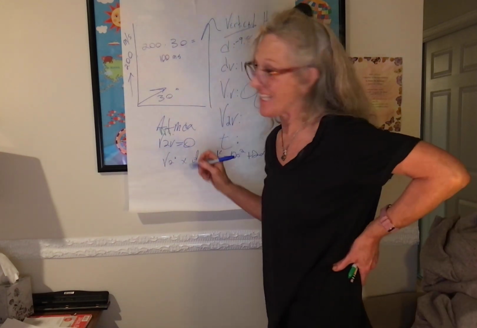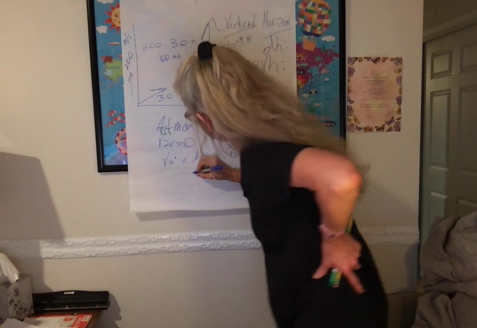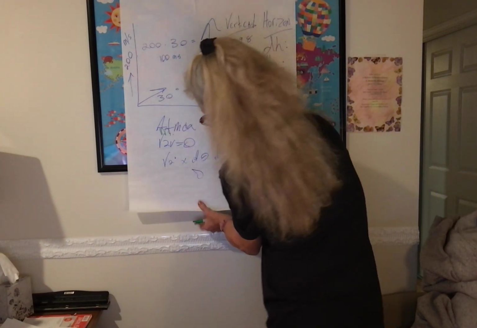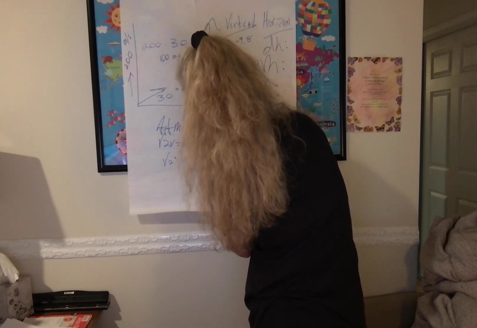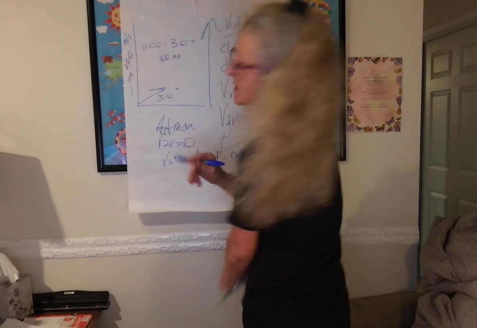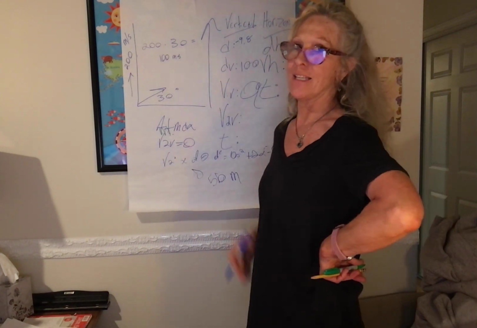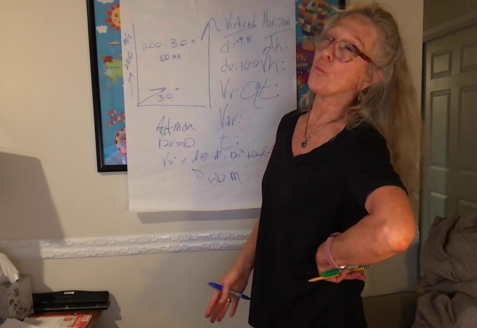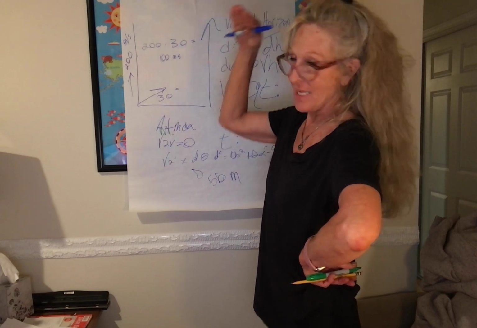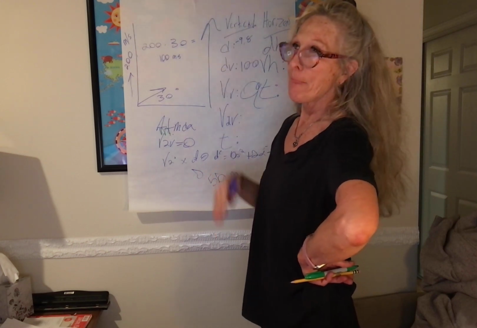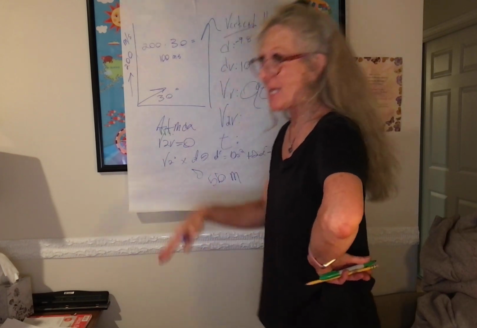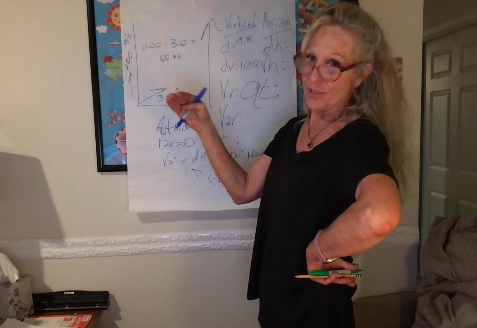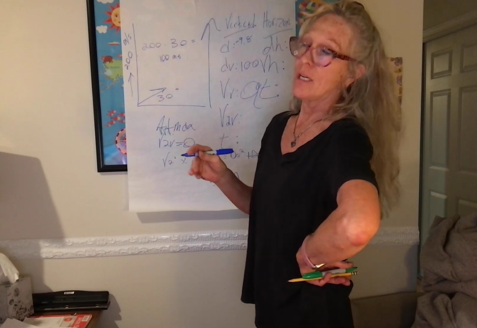This is really messy, but I'm solving for d, and I get 510 meters is the height. That means that when the projectile goes up and it gets to that height, its vertical velocity is 0. It's going to start to descend. That height that it can go to is 510.